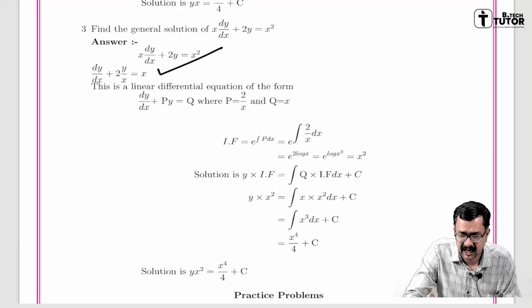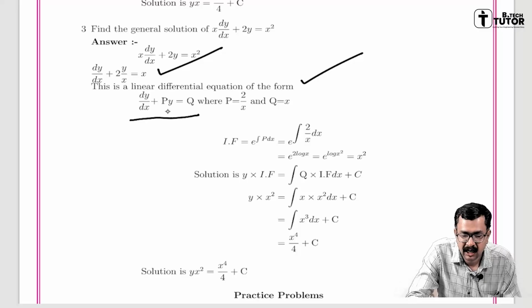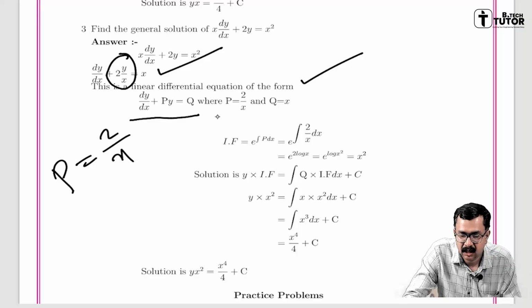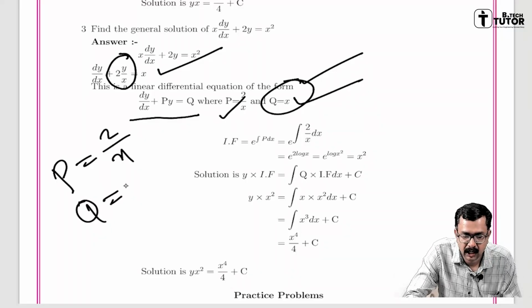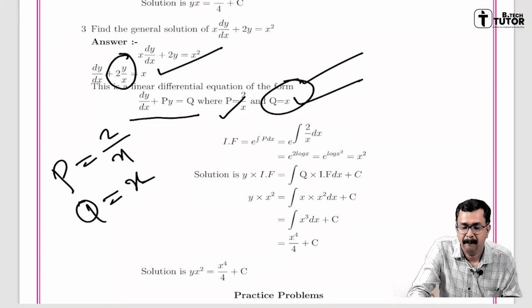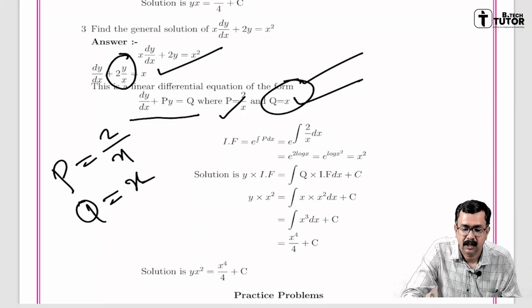This is a linear differential equation of the form dy by dx plus py equals q. Here, the coefficient of y is p. Therefore, p equals 2 by x. And q, what is our q? q equals x. Okay, p and q are there. Now we can apply.